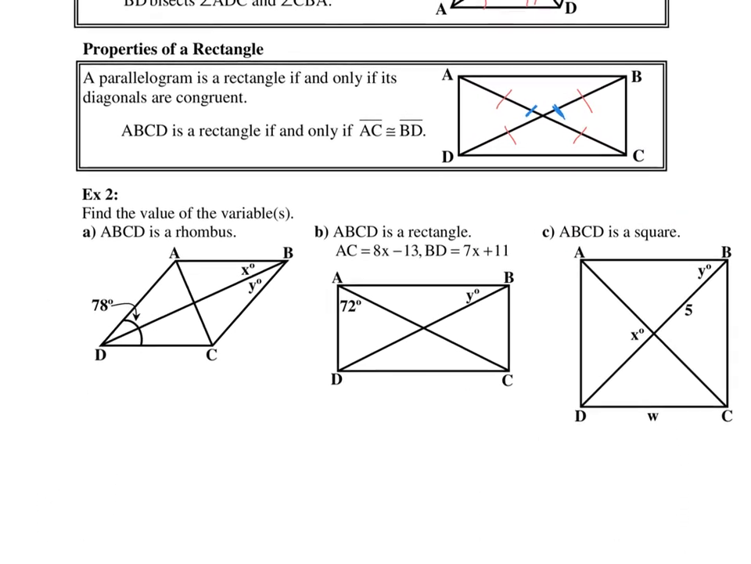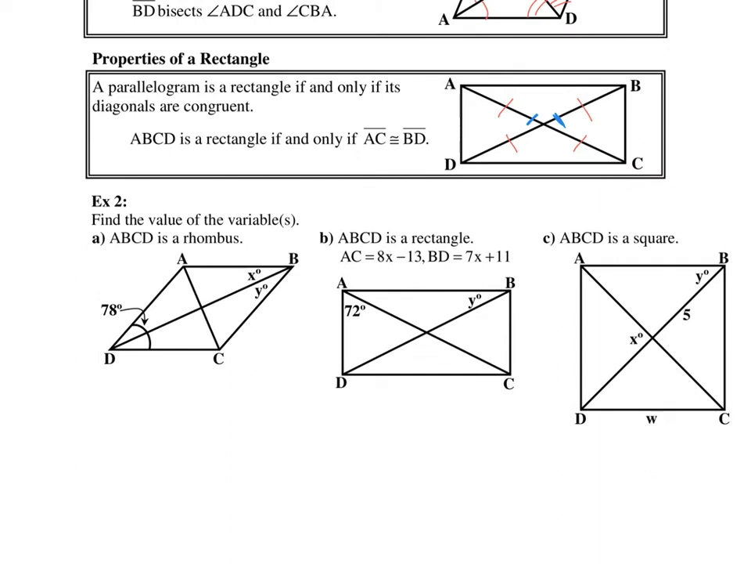All right, example 2, find the value of the variables. A, B, C, D is a rhombus. Okay, it's a rhombus. Okay, so I have this diagonal here, and I know that it bisects the angles. So I have 78 there, so this is going to be 39, and that's 39. I know opposite angles are congruent, so this whole thing is 78. And since, once again, the diagonals bisect the angles, that's x is 39, and y will be 39. That's all there is to that.